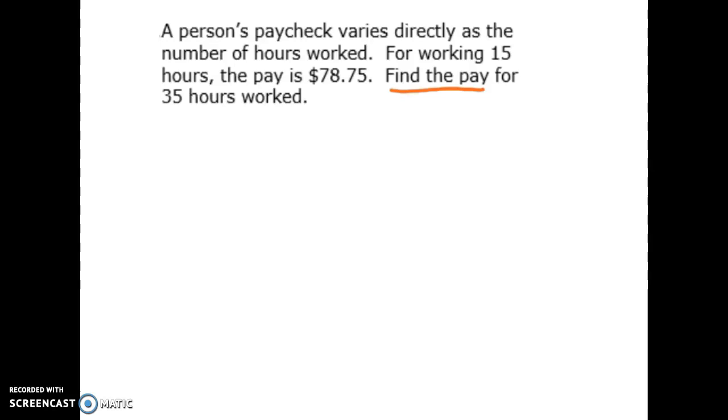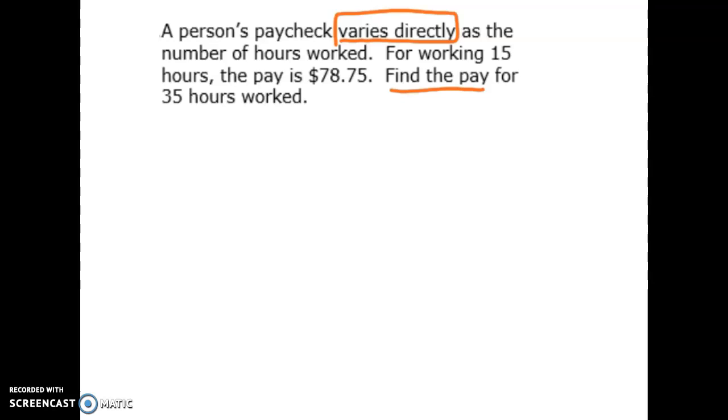A person's paycheck varies directly as the number of hours worked. For working 15 hours, the pay is $78.75. Find the pay for 35 hours worked. So the words "varies directly" tell you that you need to set up a direct variation proportion.